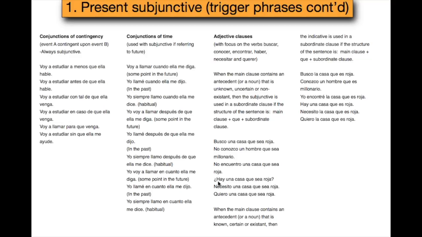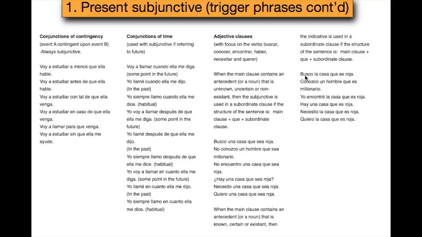Okay, so I can't find a house that. Even when I ask the question, is there a house that? That demonstrates a lack of knowledge or uncertainty. I need a house that. I want a house that. We can change these slightly to where it is rooted or based on fact or knowledge.